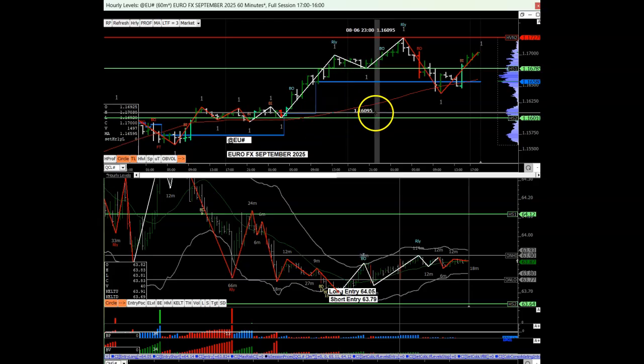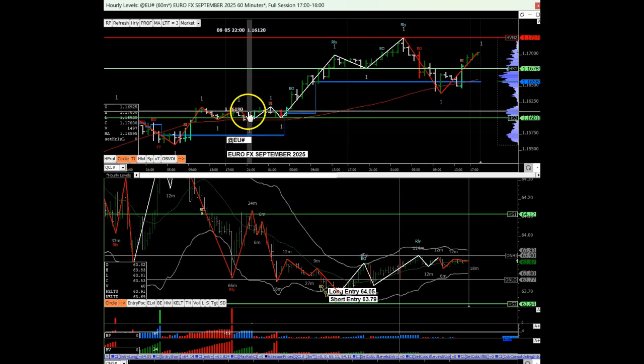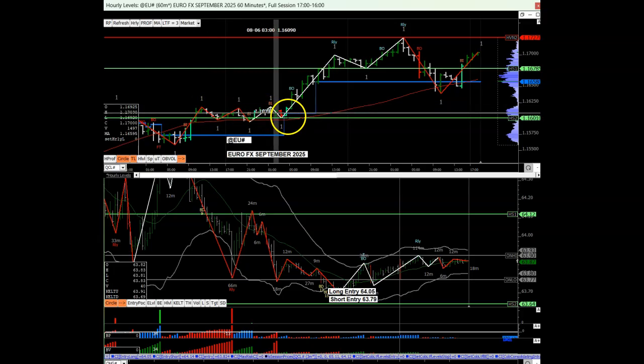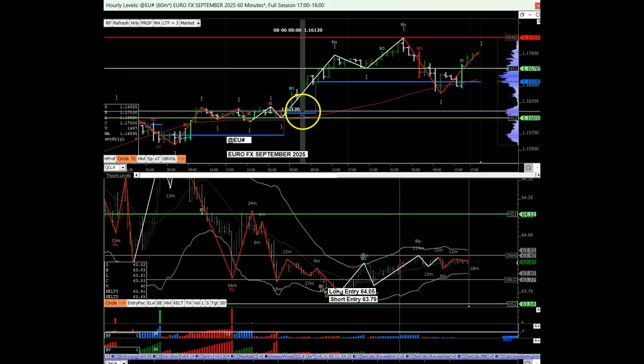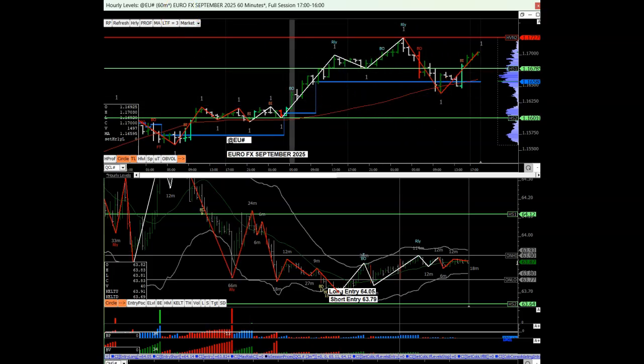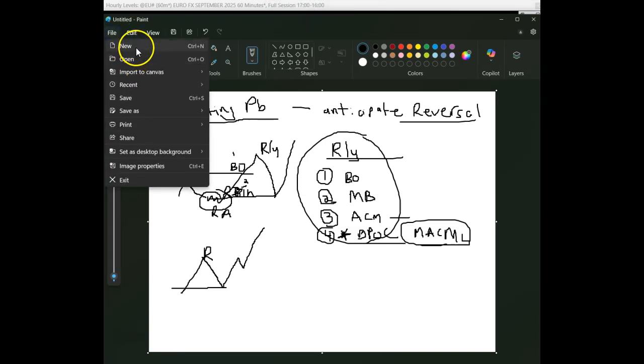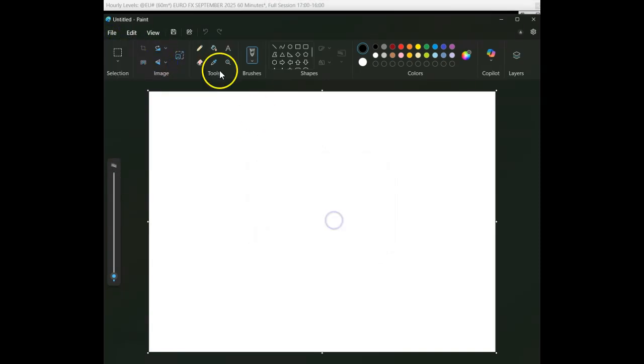Right? So this is a strong level though. This one, a lot of sideways movement and a thrust break. So if it goes down here, we'll see how it reacts. Right? So let's go back to this. So the idea is predicting pullbacks.